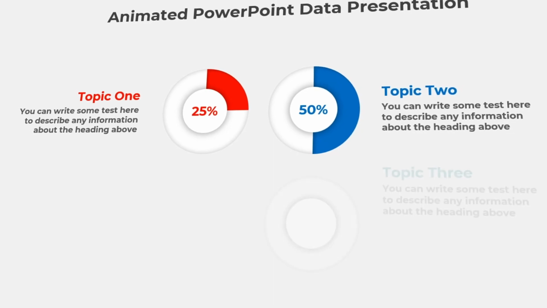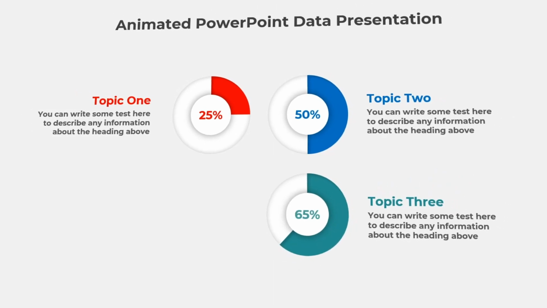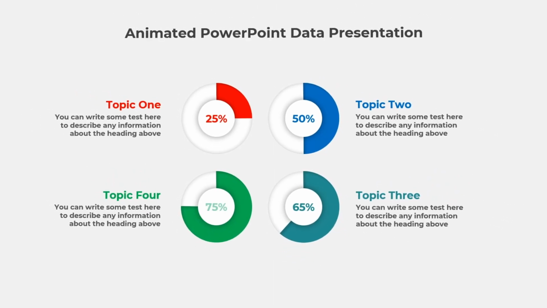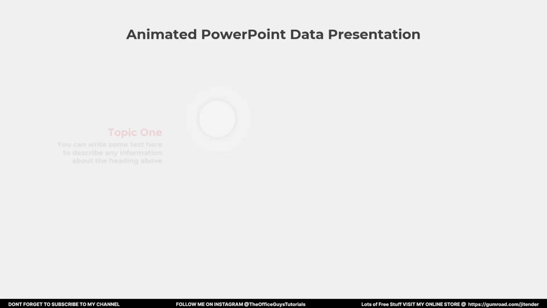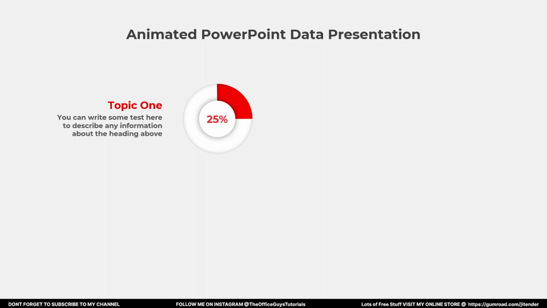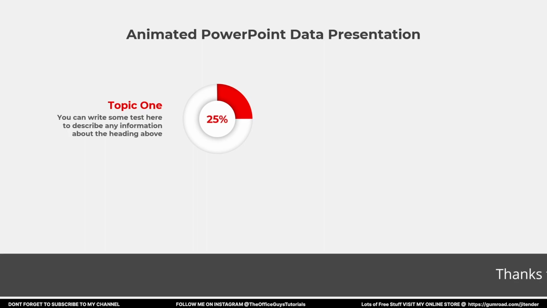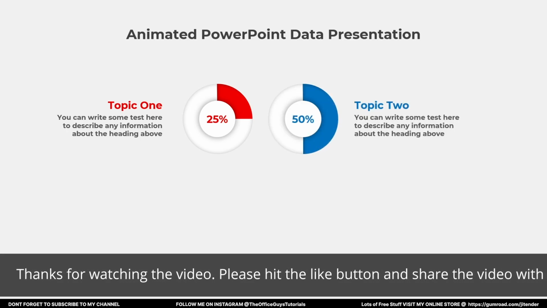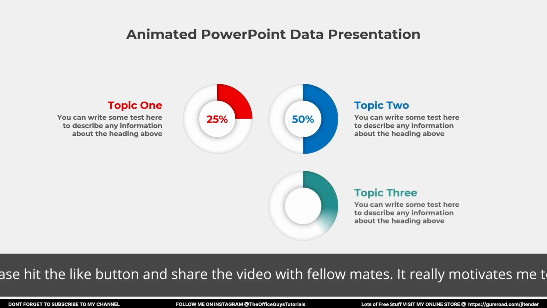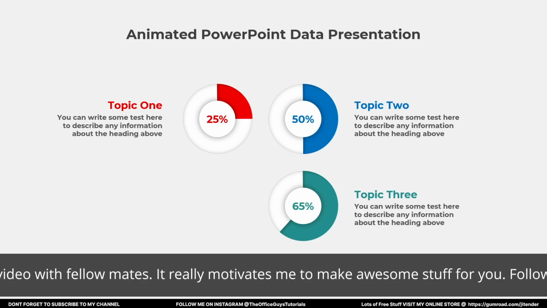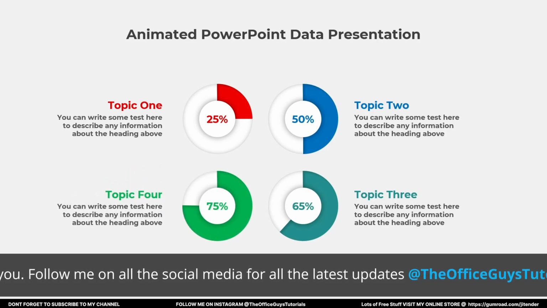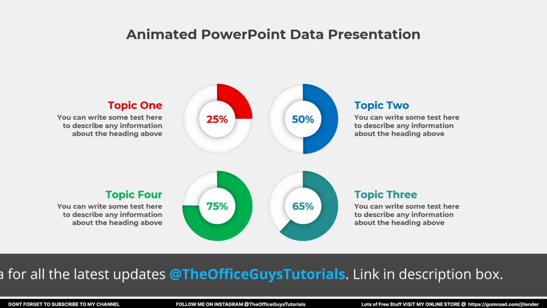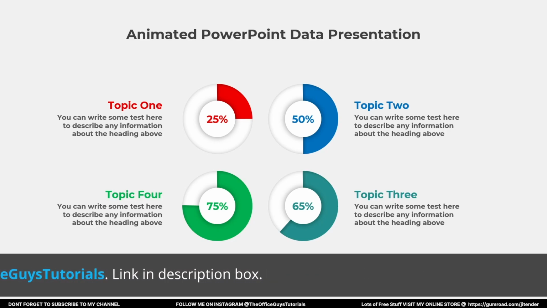In this video, I'm going to explain how you can create an animated data presentation slide in just PowerPoint. Let me show you the demo of what we are going to make today. In this slide, you can see we have 4 topics. Topic 1 is completed by 25%, topic 2 by 50%, topic 3 by 65%, and topic 4 by 75%. You can use this to represent any sort of data that you have. So let's see how to design it.